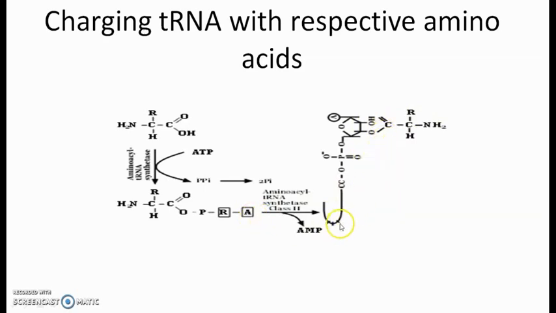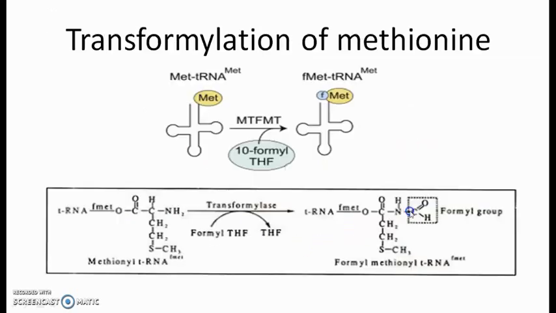So finally, the tRNA molecules for each of the amino acids that are required for protein synthesis have to undergo these reactions, and they have to be tagged with their corresponding amino acids. This process is called amino acylation of tRNAs.